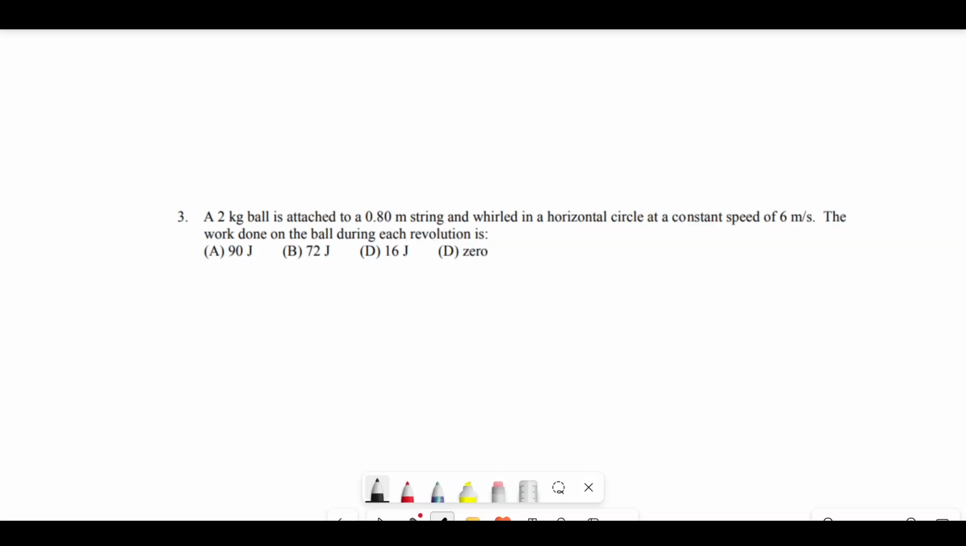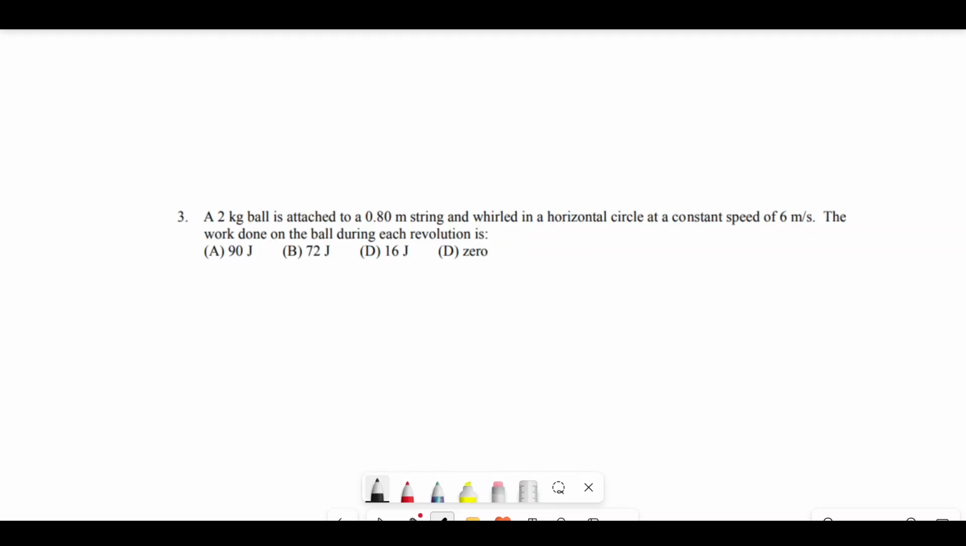It says a 2 kilogram ball is attached to a 0.8 meter string and whirled in a horizontal circle at a constant speed of 6 meters per second. The work done on the ball during each revolution is... So now we have to take into account this. It says right here, whirled in a horizontal circle at a constant speed of 6 meters per second. So we know that has to do something with centripetal force.